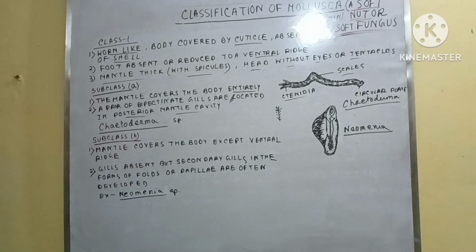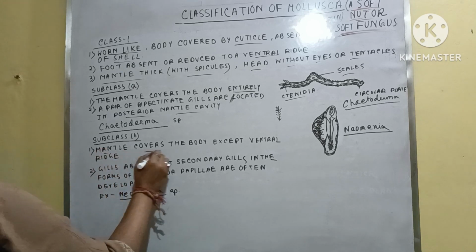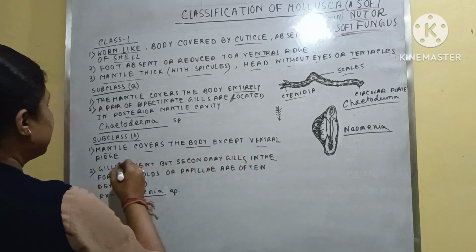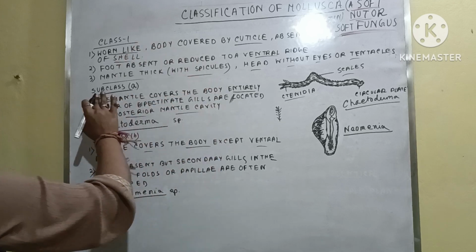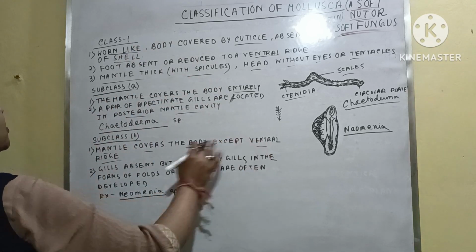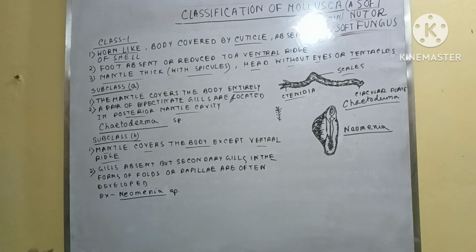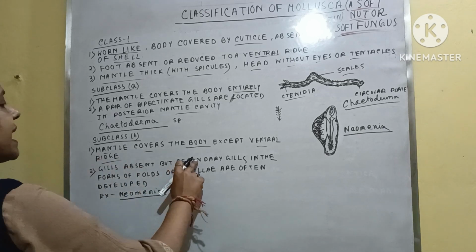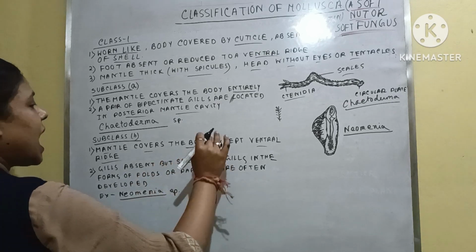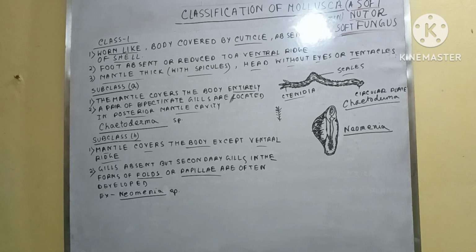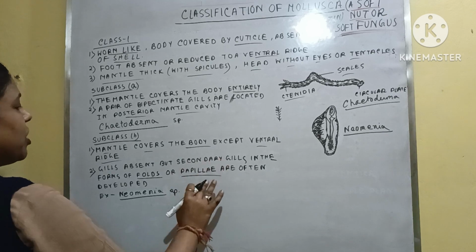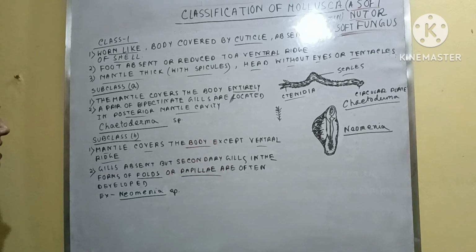In the second one, subclass B, that is the Neomeniomorpha, the mantle covers the body except the ventral ridge. Not fully. Here the body is totally covered by the mantle, but the ventral ridge is not covered, and the gills are absent, but secondary gills are present in the form of folds or papillae. Clear? Folds or papillae. These are generally examples of this subclass, that is the Neomenia.